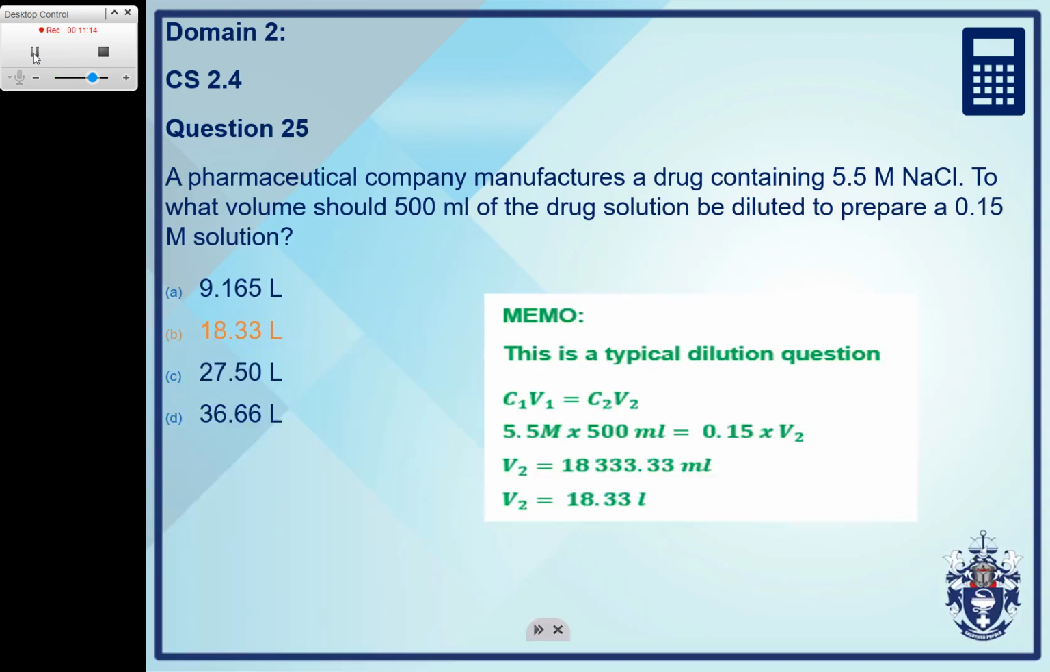And simple calculation, you will get an answer of 18,333.33 milliliters. From the list of possible answers, you will note that the answer is required in liters, not milliliters. So you need to convert the milliliter answer to liters, and that you do by dividing your answer in milliliters by 1,000, and that will give you an answer of 18.33 liters, and it is option B from the possible list of answers.